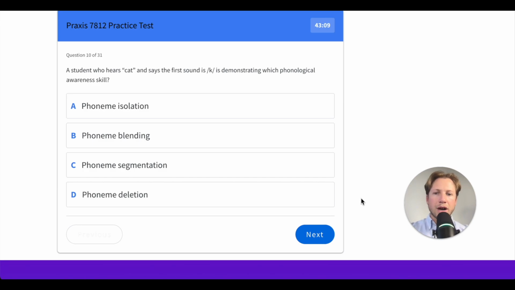All right, so I'm thinking phoneme isolation, answer option A, because this skill involves identifying a single sound, in this case that initial sound, within the spoken word.